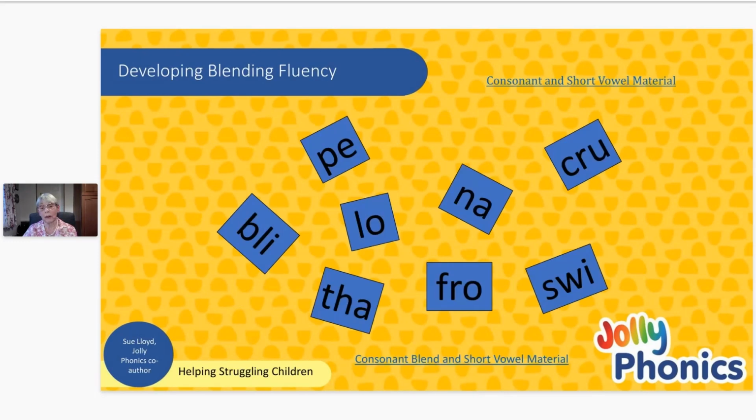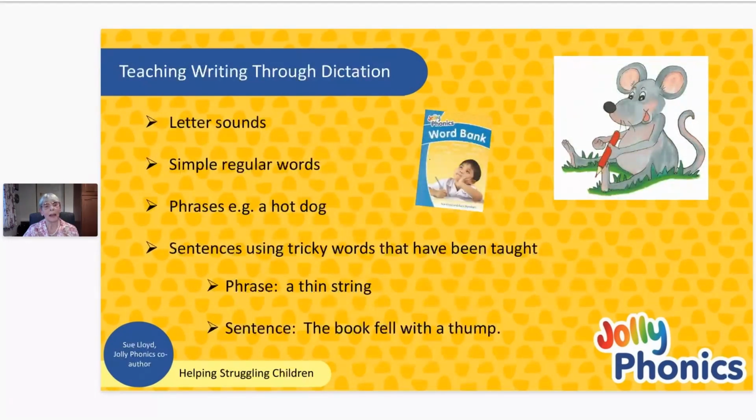Sometimes I put these on just little pieces of card and then turn them over, and then the children have to turn it over and say it straight away. If they go pe, you say, oh, okay, but I want you to say it straight away. Pe, lop, na, fro, tha. That way you're speeding them up enormously. And of course, you can reward them with how many little points you want to.